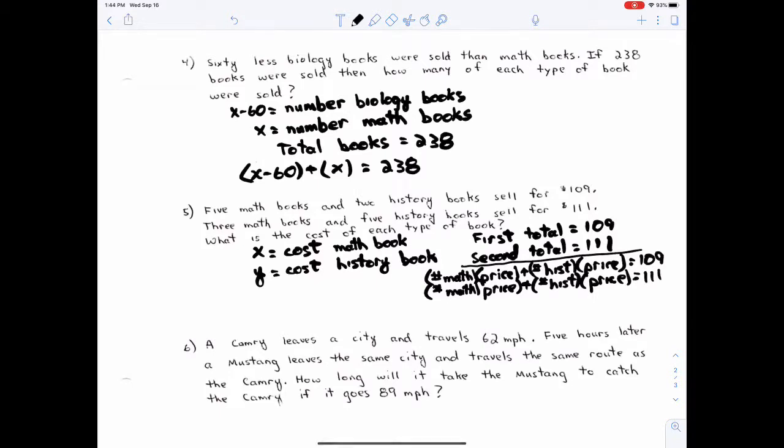Okay, and now we can write an equation for each of those. Okay, what's the number of math books? 5, the first day. How much does each one cost? X. What's the number of history books? 2. What's the cost of each one? Y. That equals 109. Okay, the second situation, we have 3 math books plus 5 history books.